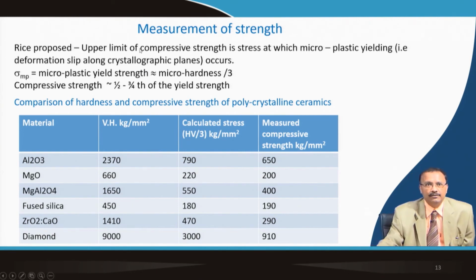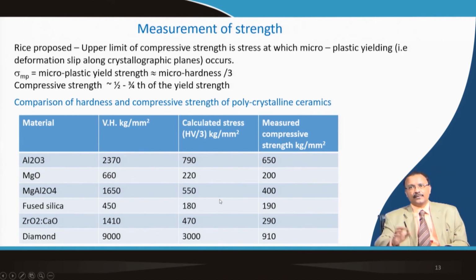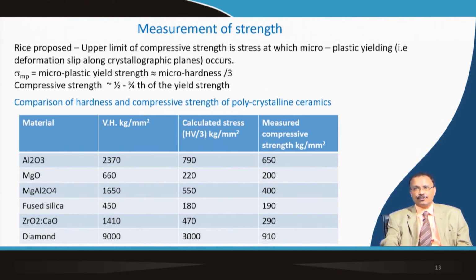So, this example has been given for a variety of materials. First, the Vickers hardness is measured. So, that is given in kilogram per millimeter square. So, it is 1/3 of this micro hardness. So, that is the calculated stress value, microplastic yield strength, and the compressive strength should be 1/3 to 3/4. So, experimentally this is measured. So, it roughly is very close. So, you can measure the hardness and then actually estimate the compressive strength of the material.